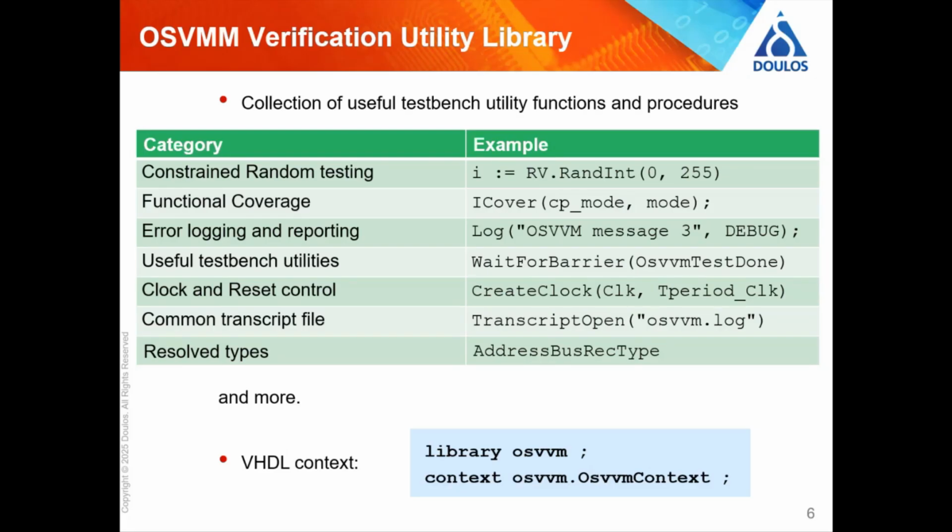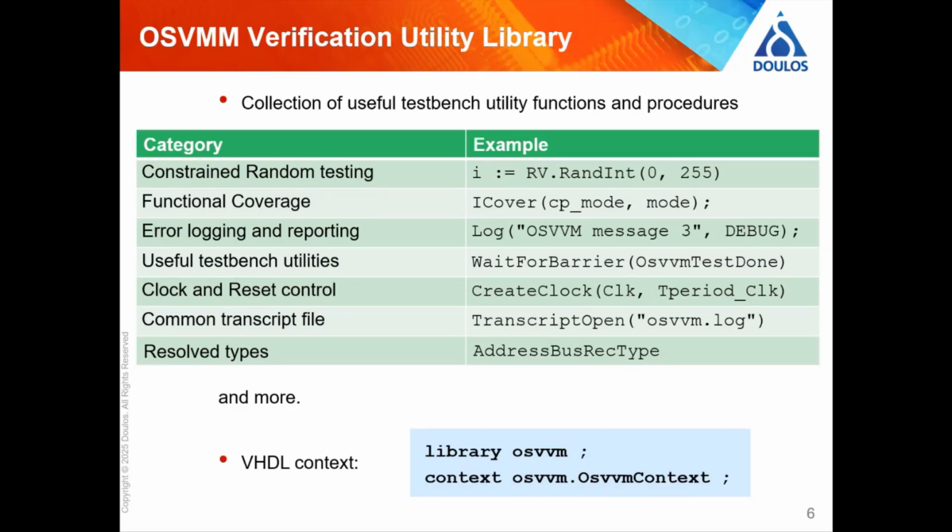So a little overview of some of the stuff that's in OSVVM, and I'll keep flipping between the two because we're going to be talking about applying the same concept in both of the two libraries. So a little bit about OSVVM at the top level. We have constrained random testing, and we have functional coverage, which I've been talking about already.